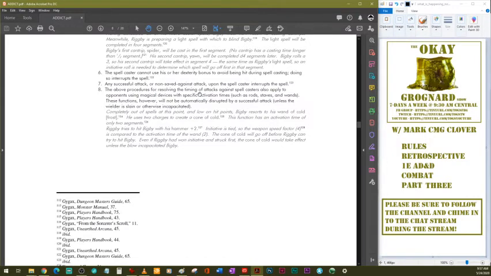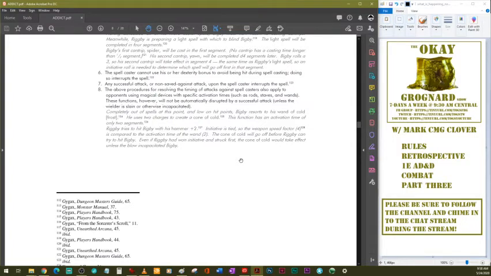The above procedures for resolving the timing of attacks against spellcasters also apply to opponents using magical devices with specific activation times, such as rods, staffs, and wands. These functions, however, will not be automatically disrupted by a successful attack unless the wielder is slain or otherwise incapacitated. So, here's the example they give. Completely out of spells at this point and low on hit points, Bigby resorts to his Wand of Cold. He uses 2 charges to create a cone of cold. This function has an activation time of only 2 segments.